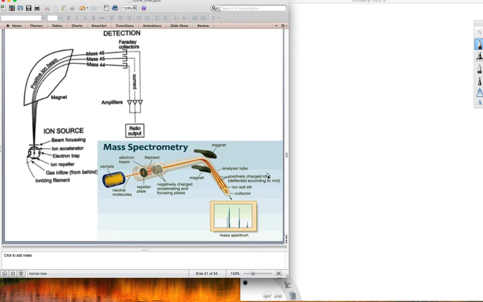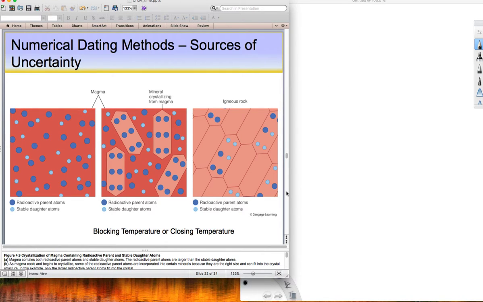So now we'll continue with some of the problems that may occur in terms of obtaining an accurate isotopic age. In this slide, we're going to show a magma. Note that here we have a liquid, and these are the atoms. In this case, we have radioactive parent atoms, and we have stable daughter atoms, all mixed in there. They're all in the magma.